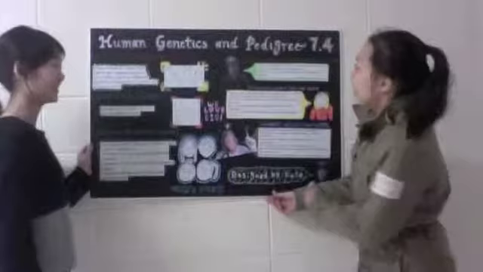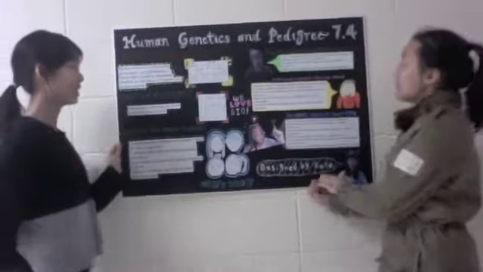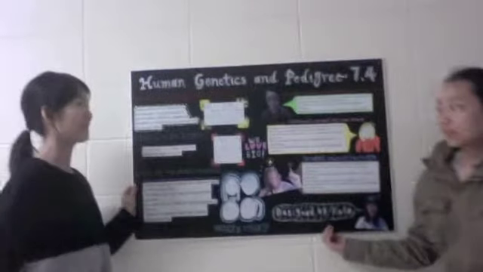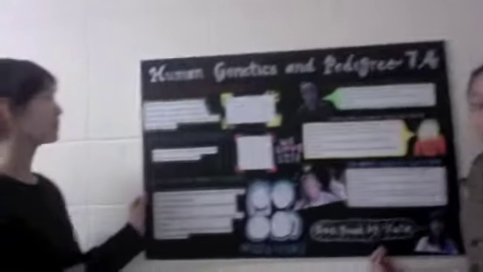Okay, so our poster is about human genetics and pedigree charts. It's chapter 7.4, and Kate's going to start explaining what a pedigree chart is. So, what is a pedigree chart?